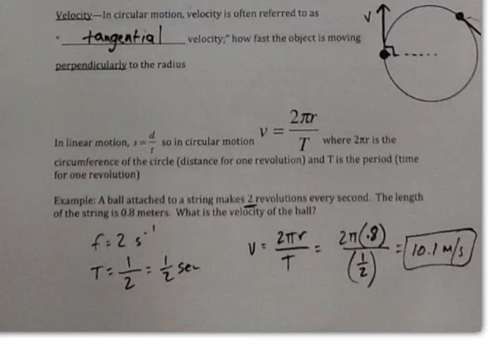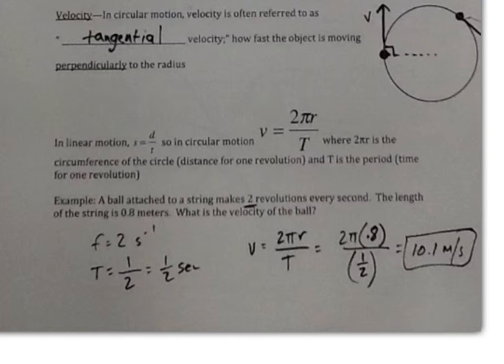A ball is attached to a string, makes 2 revolutions every second. The length of the string is 0.8 meters. What is the velocity of the ball? Well, we know velocity is 2 pi r over period, but we first need to figure out what the period is. We know that the frequency is 2 revolutions per second, or 2 inverse seconds, and we know period is 1 over frequency, so basically half of a second.